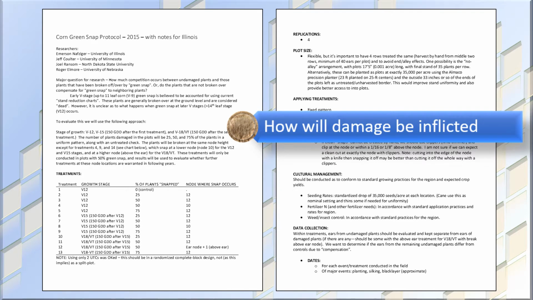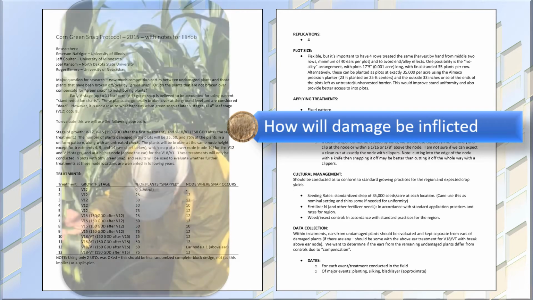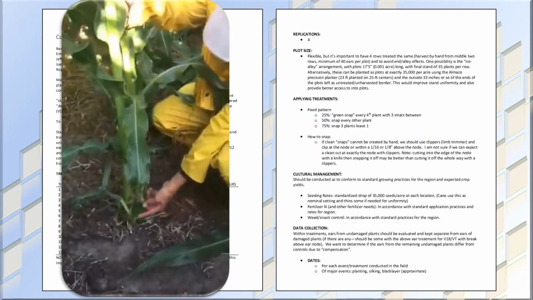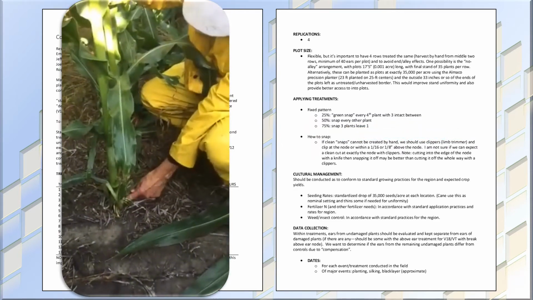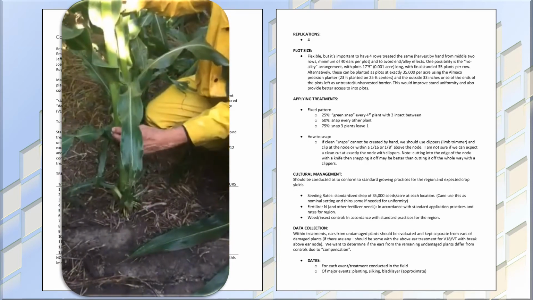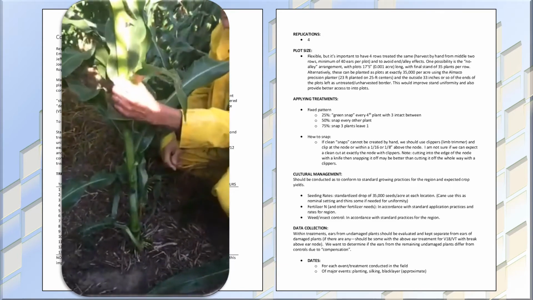For a better discussion of this, let's turn it over to Dr. Roger Elmore as he tells us how he applied the Green Snap treatments. What we do, this is a 3 out of 4 break at node 12. We established earlier that node 6 is right at the soil surface, so this is 7, 8, 9, 10, 11, and 12. So this is the 12th node.